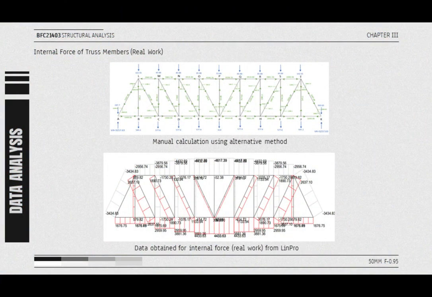For the internal force of truss members in real work, as you can see, the first picture is the manual calculation using the alternative method, and the second picture is the data obtained for internal force in real work from LinPro software. As you can see, the difference is not very noticeable. For example, for point A to point B, using the alternative method the value is 1649.96, while from LinPro software the value is 1676.75, and the difference between these values is 26.79.